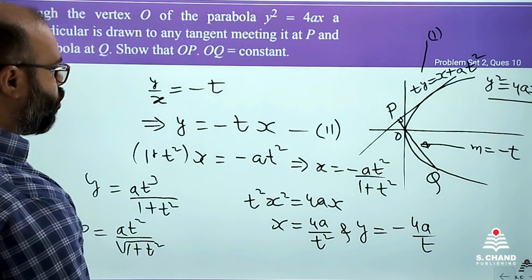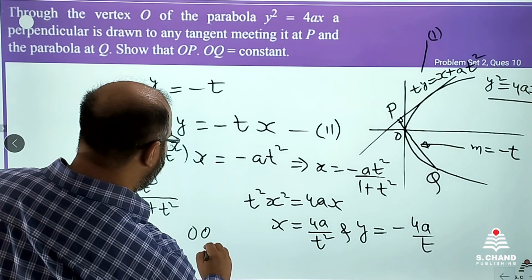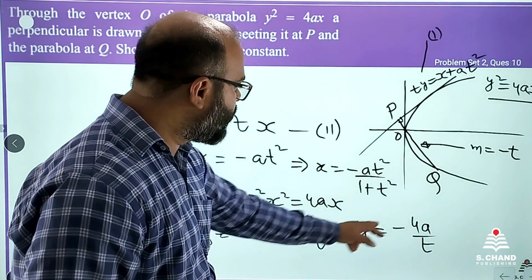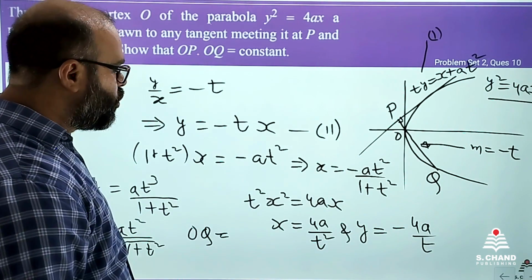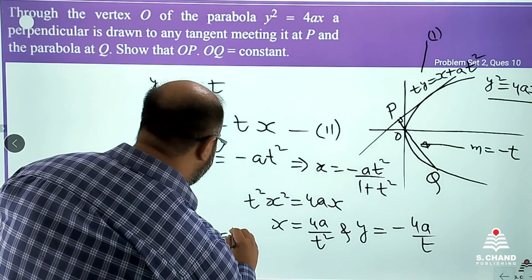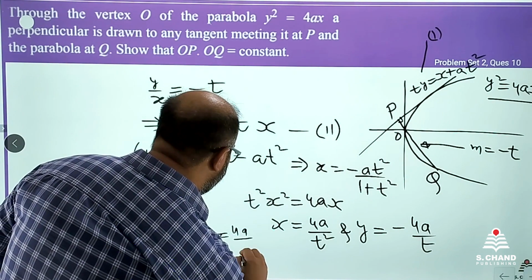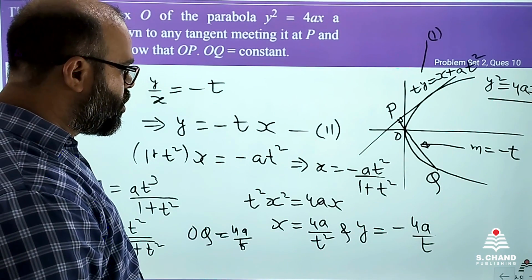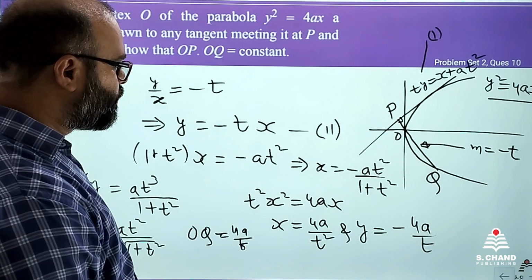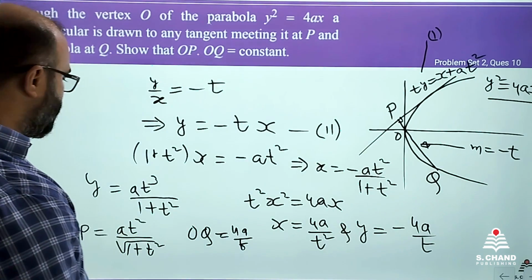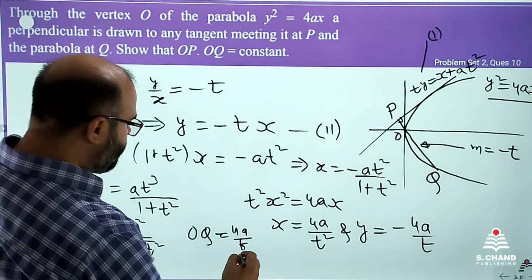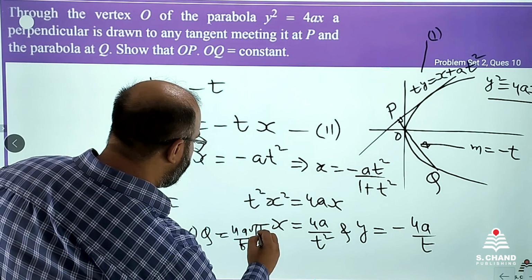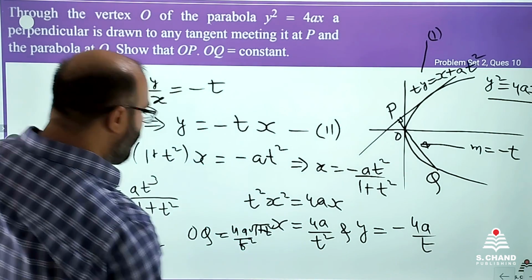Now if we talk about OQ, what will be OQ? OQ will be, this is 4a by t square, this is 4a by t. So you will get 4a by t outside, and what will happen? 1 by t square plus 1, that is root over 1 plus t square, and there will be t in the denominator. So this will be t square root over 1 plus t square, like this.